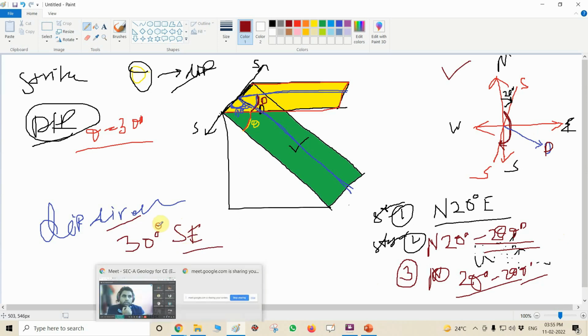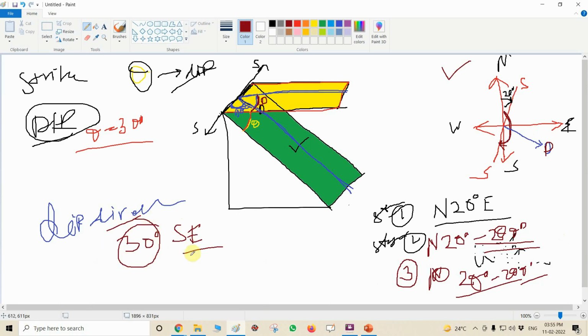30 degree is the dip amount. Southeast is the direction of the dip. So if I want to characterize this bed, or if I want to write the bed orientation, or if I want to make you understand how the beds are oriented, then I'll first write 20 degree east.